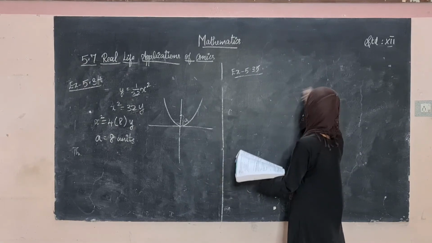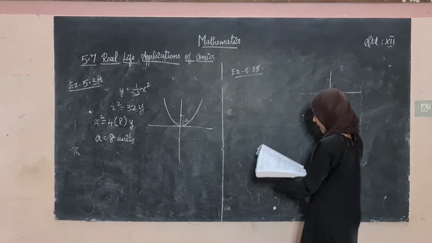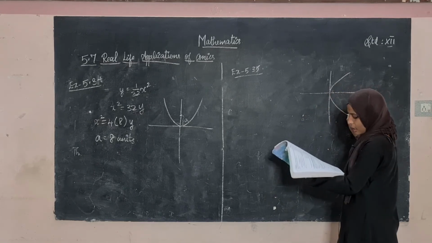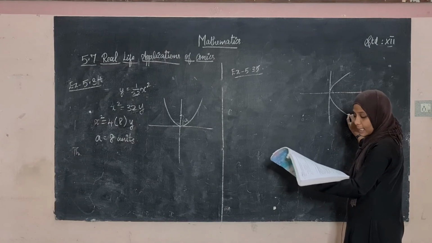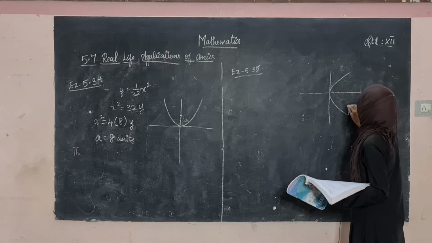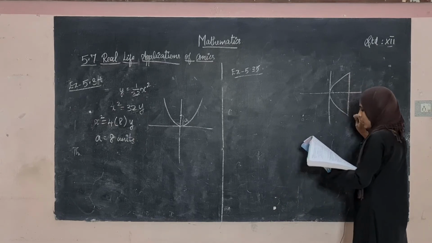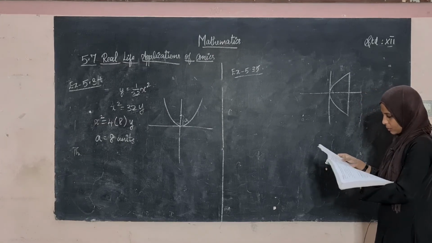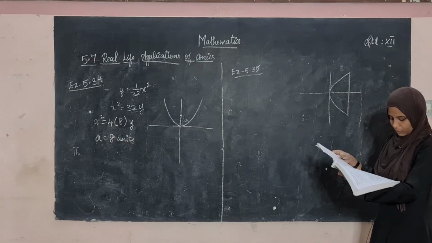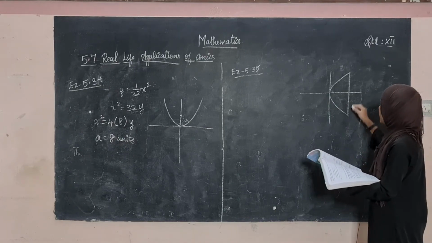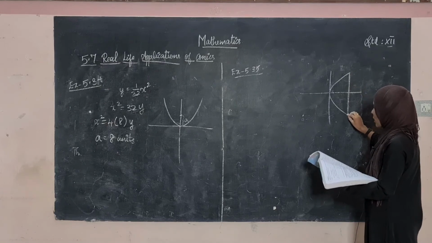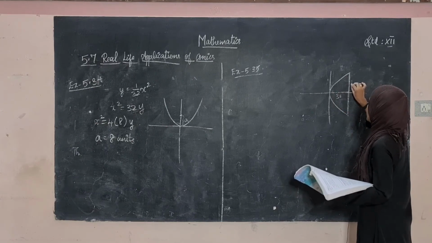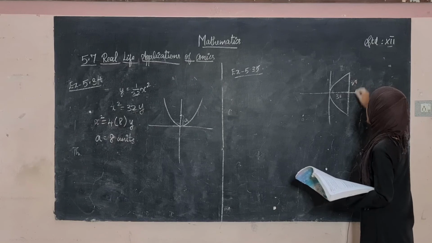So there is a searchlight. It may be either like this or like this; now we are taking it like this. The parabolic bowl is 40 cm wide, so this is the width, 40 cm, and it is 30 cm deep. 40 cm means this half will be 20 and this half will be 20.